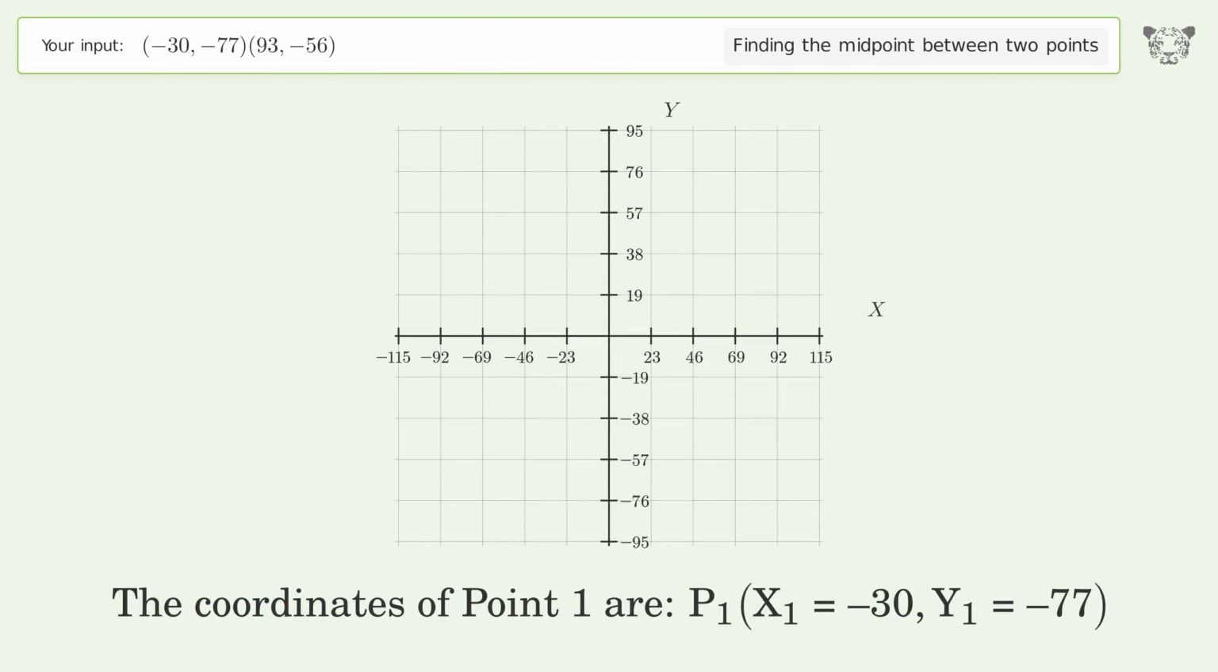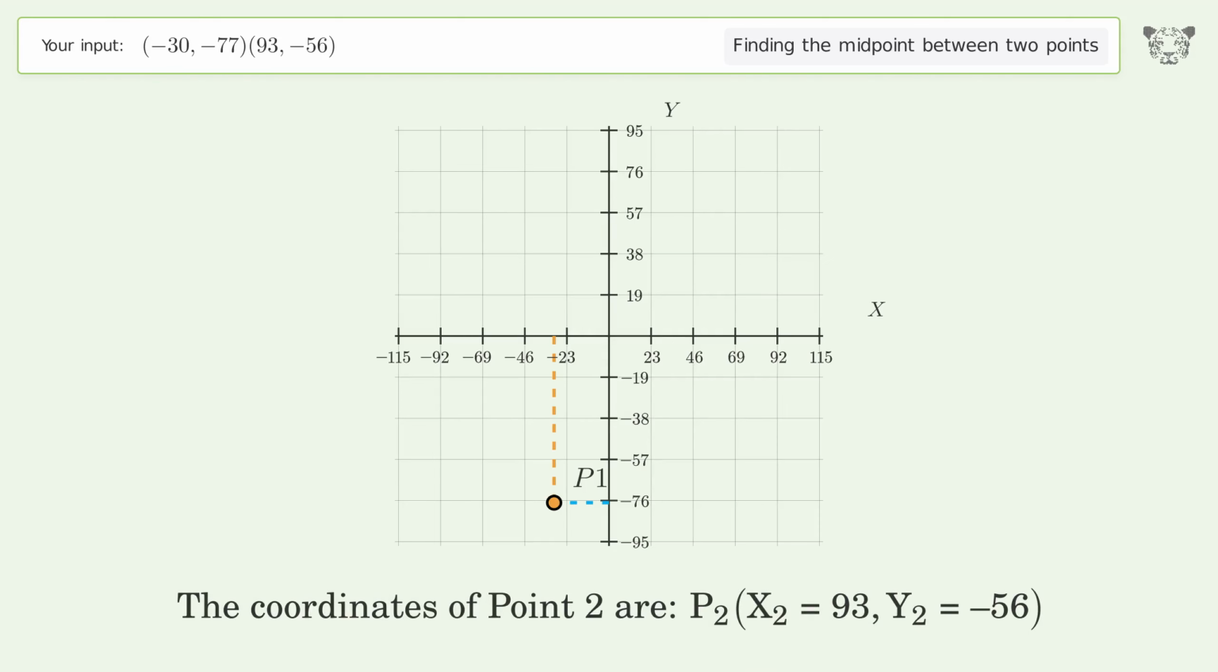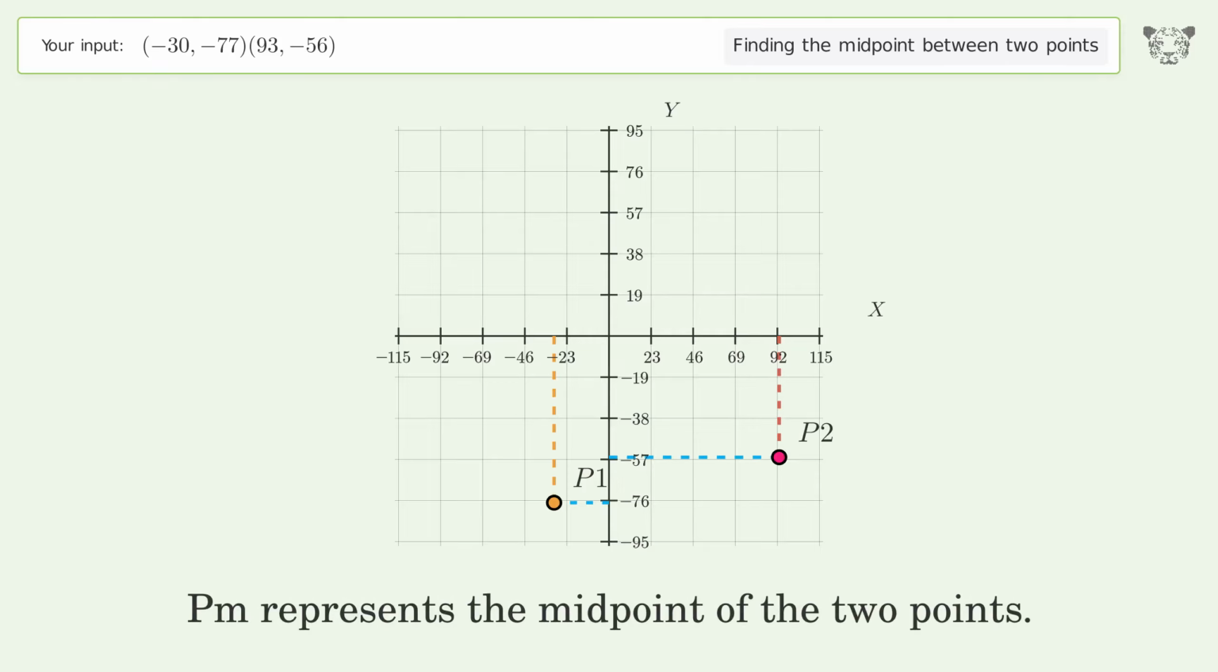The coordinates of point 1 are, x1 equals negative 30, y1 equals negative 77. The coordinates of point 2 are, x2 equals 93, y2 equals negative 56. PM represents the midpoint of the 2 points.